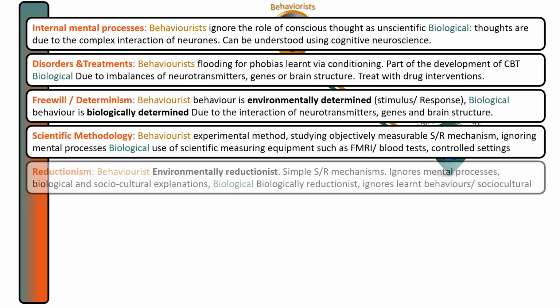When it comes to reductionism, behaviourists are seen as environmentally reductionist. They explain behaviour through simple stimulus-response mechanisms, which ignores mental processes, biological and socio-cultural explanations. On the other hand, biological psychologists are probably seen as the most reductionist. All behaviour for them is explained through the interaction between neurotransmitters. This reduces behaviour down to the point where learnt behaviour is ignored and social cultural factors are ignored.